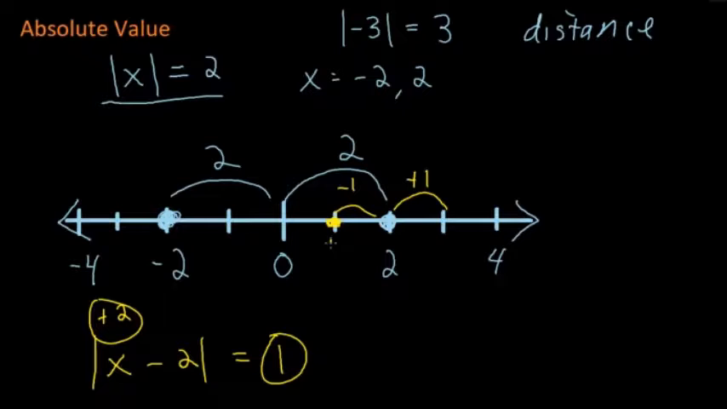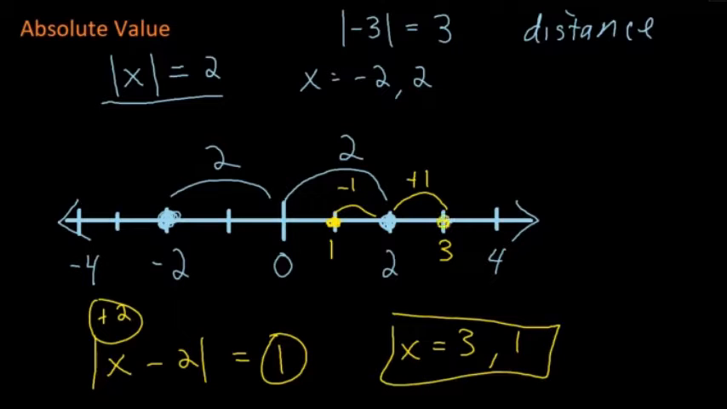And the values are 1 and 3. So x would equal 3 in this case. And let's try it. x would equal 3 and x would also equal 1. 1 minus 2 is -1, but the absolute value of -1 is 1. Yes, that's a solution. 3 minus 2 is 1. The absolute value of 1 is 1. Yes, that's a solution. So this is a solution set as well.